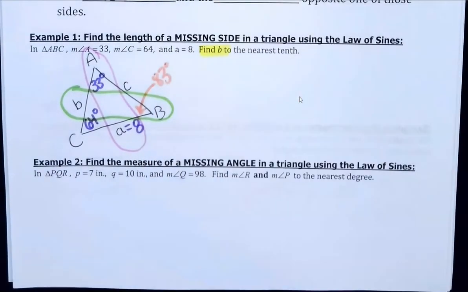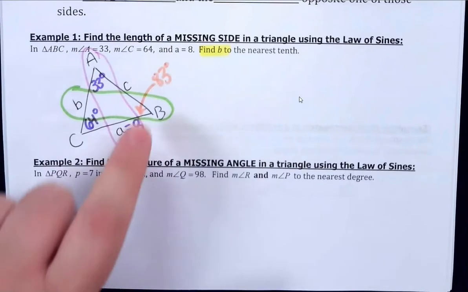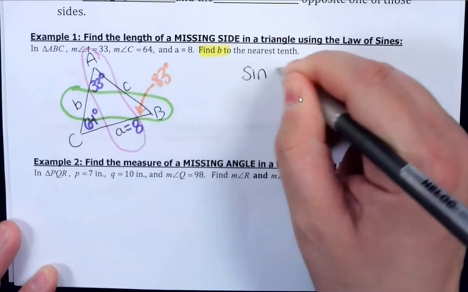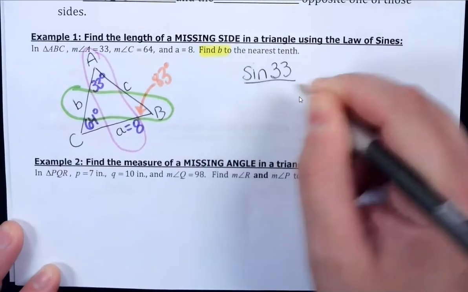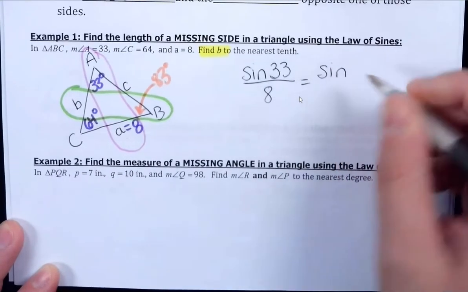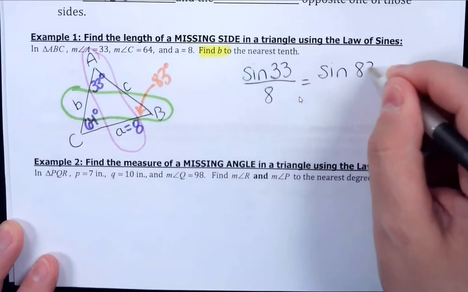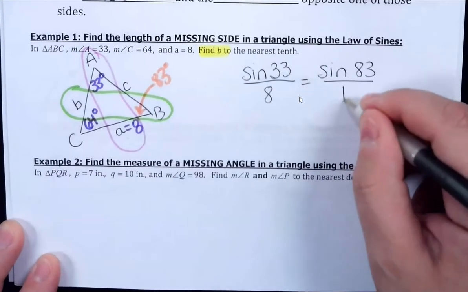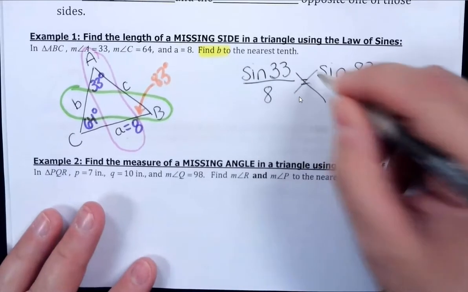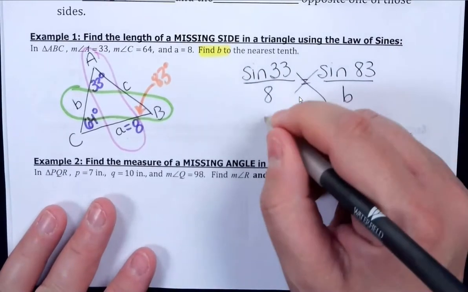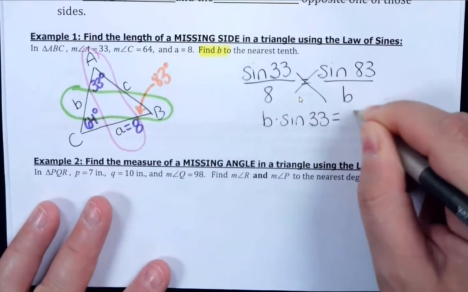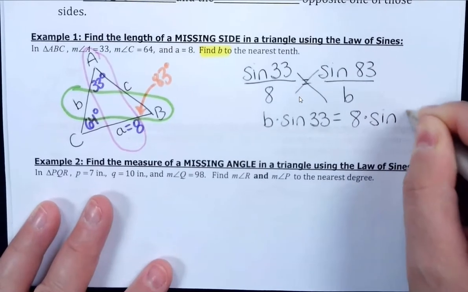Now, I want to use angle B to set up my proportion because I'm trying to find side B. So here's my proportion. I'm going to do sine of 33, sine of A, over the side across from it, which is 8, has to be in proportion to sine of B, which is 83, over side B, which is directly across from it, which is what we want to find. All right, so just a proportion, we're going to cross multiply. So I have B times the sine of 33 equals 8 times the sine of 83.